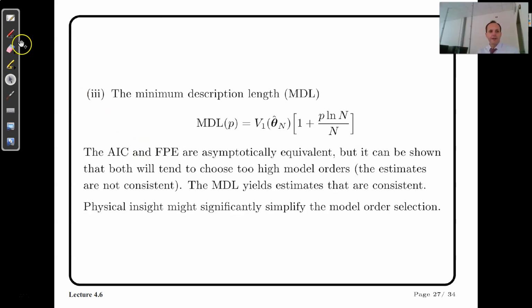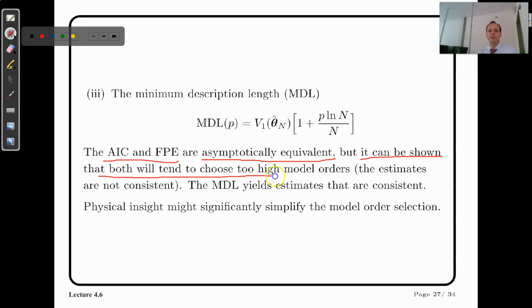So, as is remarked here, the Akaike information criterion, and there is another property. The Akaike information criterion and the final prediction error are asymptotically equivalent, but it can be shown that both will tend to choose too high a model order. So normally, the previous ones suggest models of a bigger order than the minimum description length.